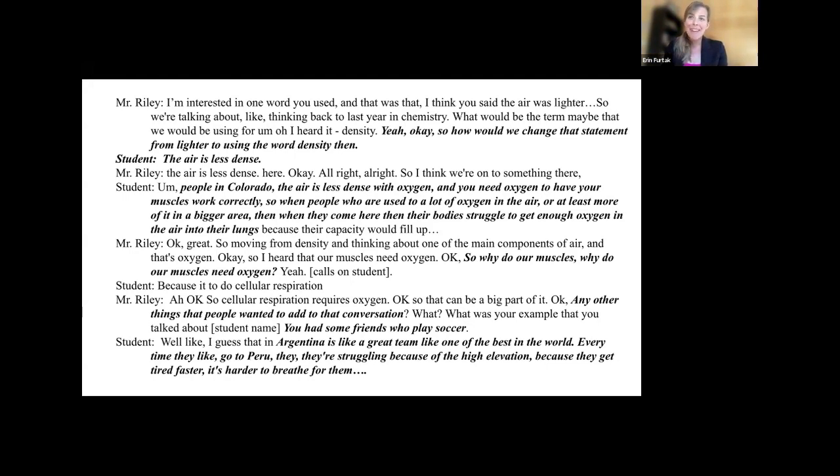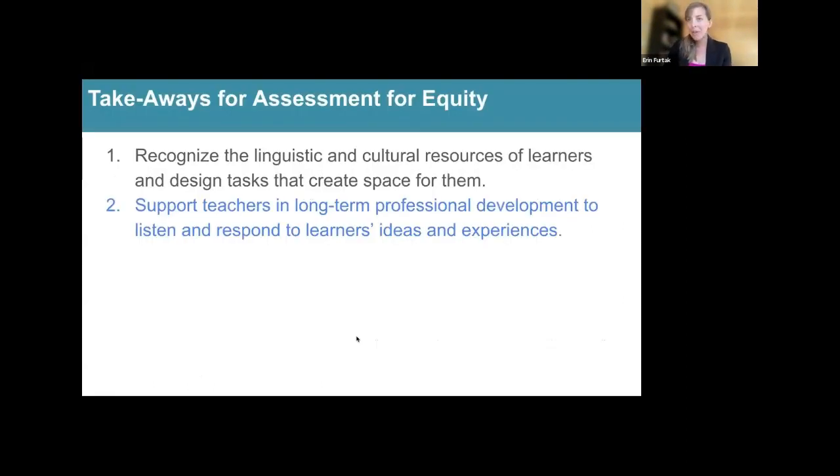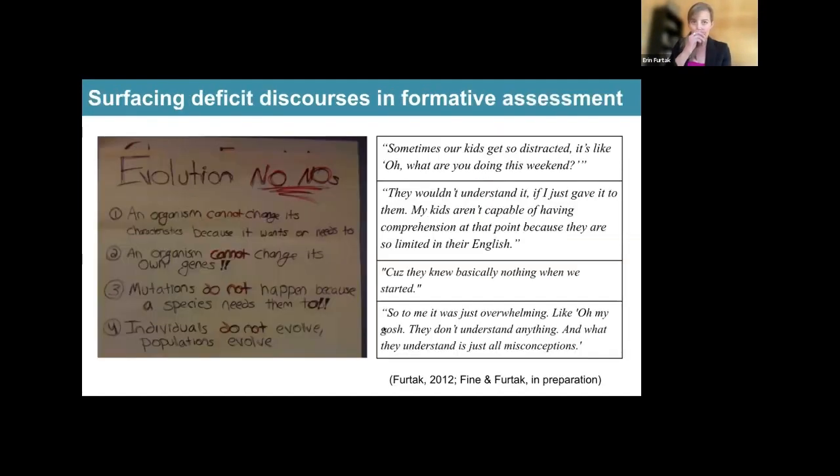So creating space during formative assessment tasks where students are talking about things that they're interested in, things that they've learned outside of school in their everyday experiences, helps us better understand what learners are bringing to the classroom and what they know. So the second takeaway here is to support teachers in long-term professional development to help them learn to listen and respond to learners' ideas and experiences, such as the one that I just showed you.